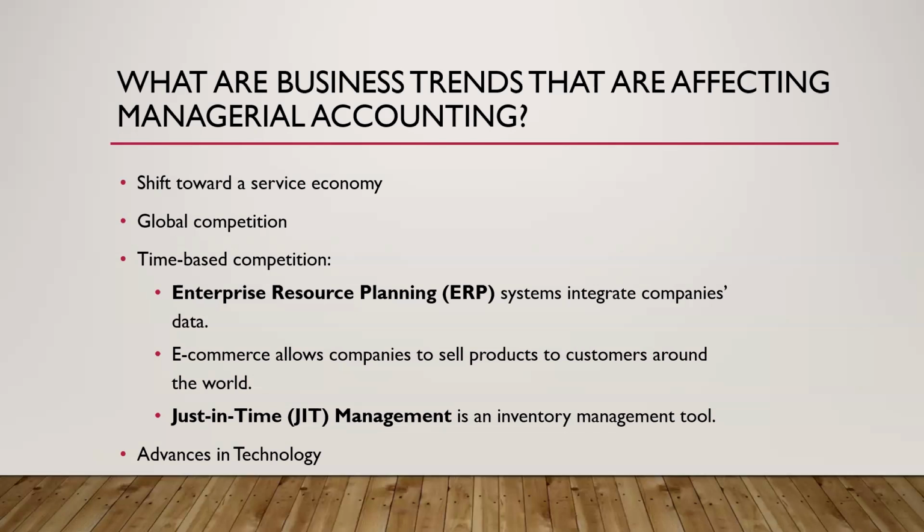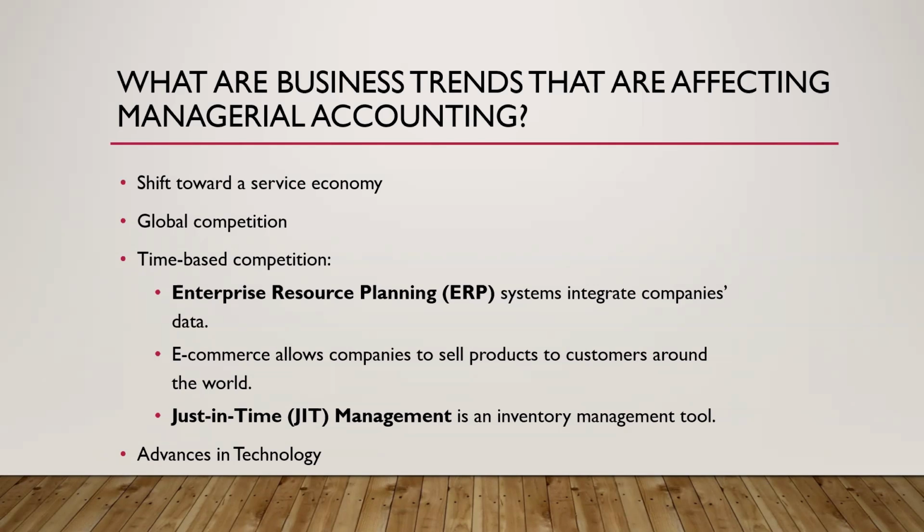Enterprise resource planning, ERP systems. They integrate all of a company's worldwide functions, departments and data, right? E-commerce allows companies to sell to customers around the world, providing 24/7 access to information and products. Now, managers can reduce the cost of inventory, and they can also minimize the risk of obsolescence by using just-in-time or JIT management system. So using that JIT system means producing products just in time to satisfy customer needs.